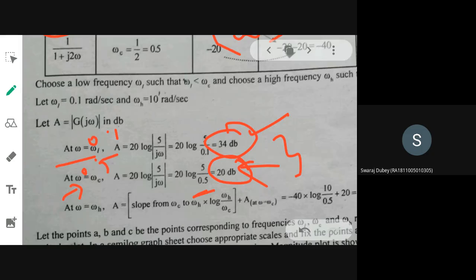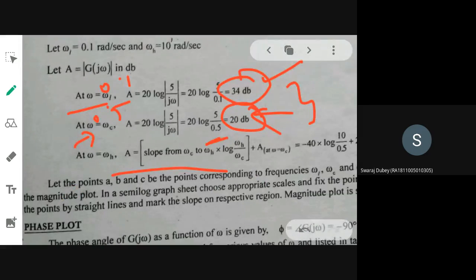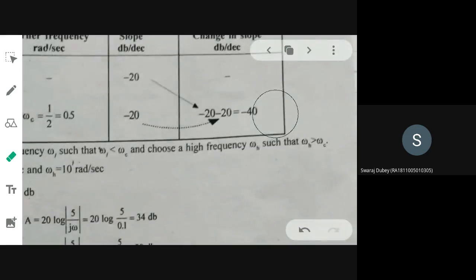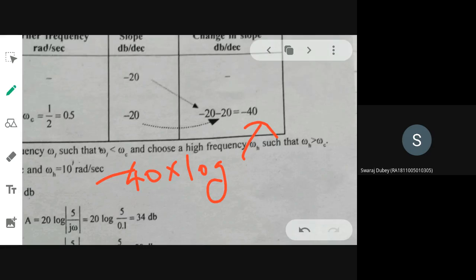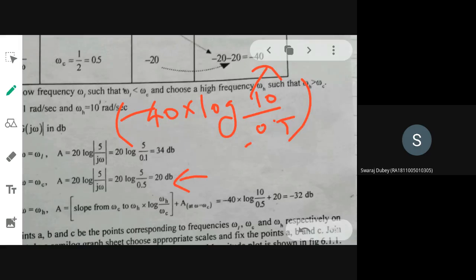And from here, the formula will change a little bit. What is the formula that we will have? Slope from the previous frequency to the present frequency. The previous frequency is the corner frequency, and the present frequency is the higher frequency, into log of omega h divided by omega c, plus the previous gain. If you refer to the tabular column, the change in slope is minus 40. So minus 40 into log of the present frequency you have chosen, 10, divided by the previous frequency, 0.5, and the gain you got previously is plus 20. If you do that, the final gain will be minus 32.